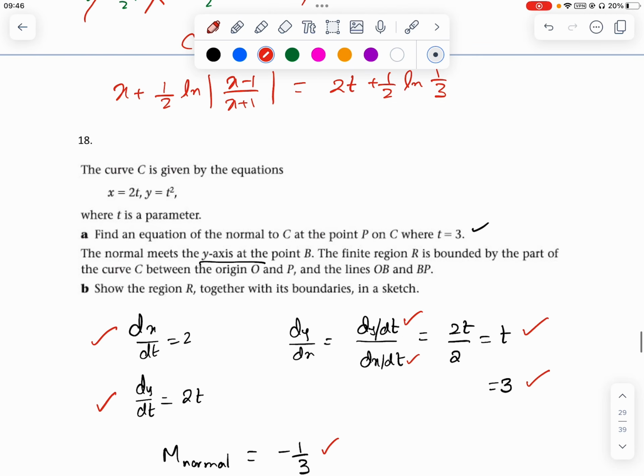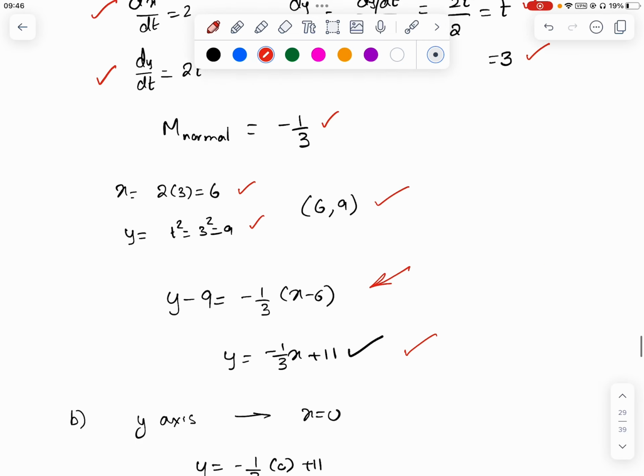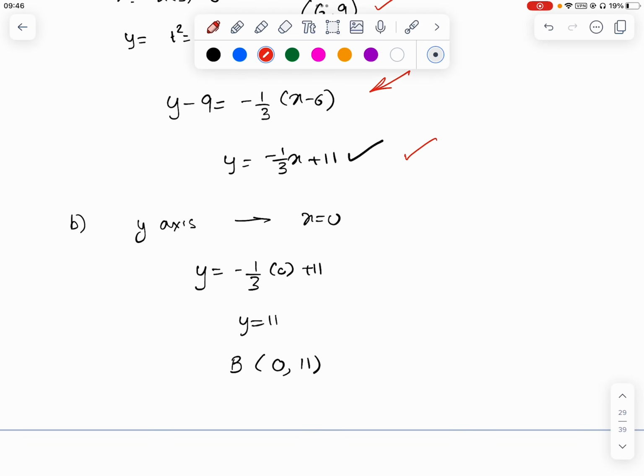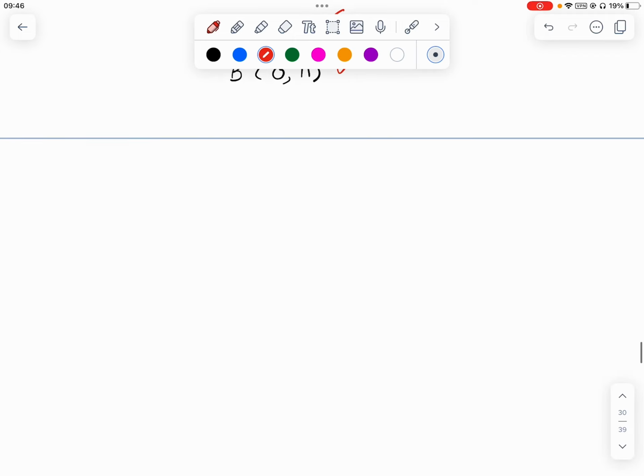Next part, the normal meets the y-axis at B. The finite region R is bounded by the curve, origin, P and the lines OB and BP. Shade the region. So what am I going to do? First of all, I'll find B. The normal meets the y-axis, y-axis means x equals 0. From there, I get y equals 11. So the point B is 0, 11.